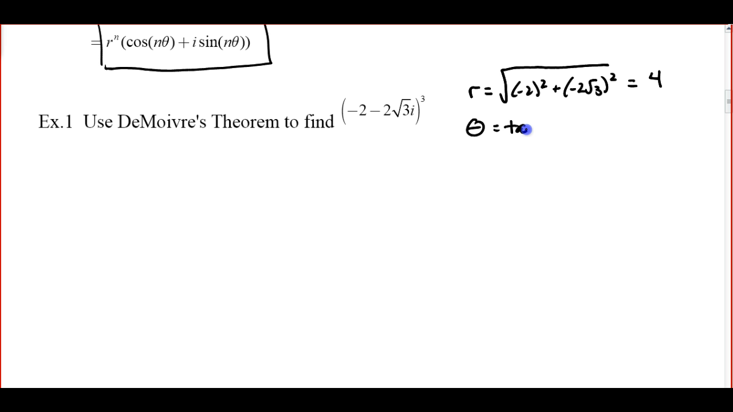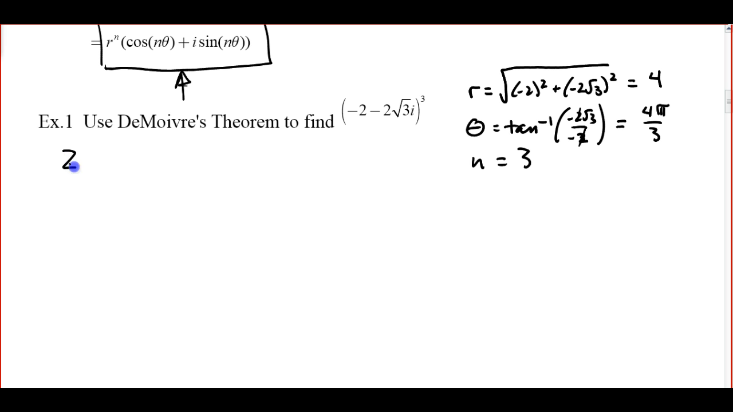Then we need to find theta. Theta is going to be the tan inverse of negative 2 root 3 over negative 2. Sorry, that's negative 2. So tan inverse of root 3. I know that I'm in the third quadrant, so I need the pi over 3 that's in the third quadrant, so that's going to be 4 pi over 3. We also have that our value of n is 3. So we've got everything we need to plug into our formula.